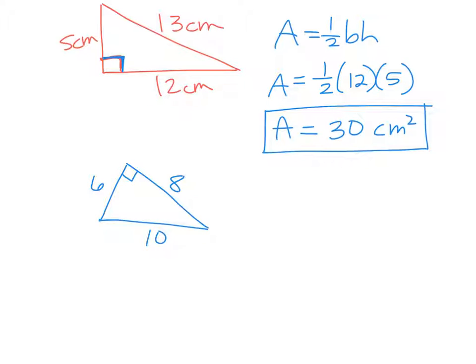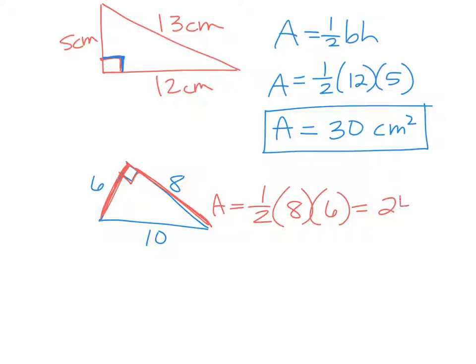So it's got to be the 2 that are perpendicular, right? Here and here. And again, it doesn't matter which one's base and which one's height, but you would go 1/2 times 8 times 6. So that would be 8 times 6 is 48, cut in half is 24. And then whatever your units are, squared. Okay?